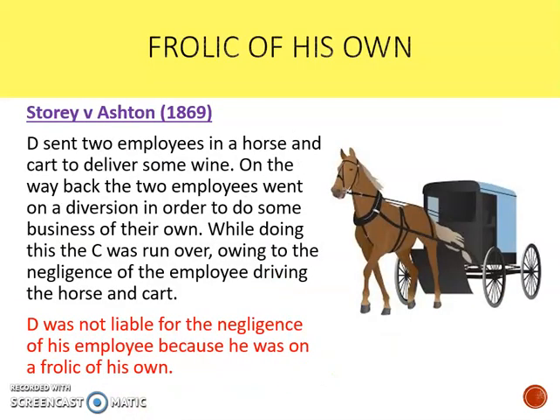You do have to look out for, though, are they doing their job at the time, or have they gone off on a frolic of their own? And I love this phrase. It comes from the 1869 case of Story and Ashton. And here some employees were delivering some wine in a horse and cart, because it was an old case. And on the way back, they decided to go and do some business of their own before they went back to their employer. And at this time, they ran over the claimant.